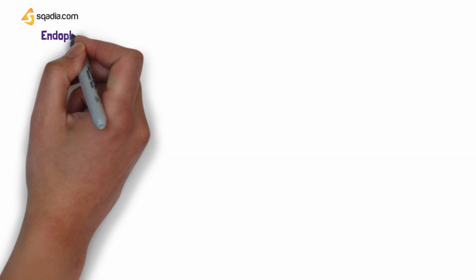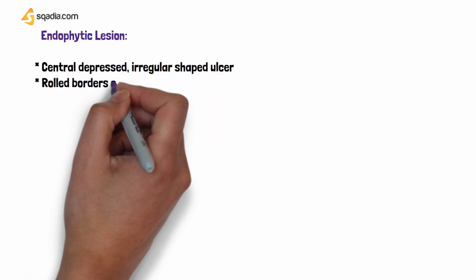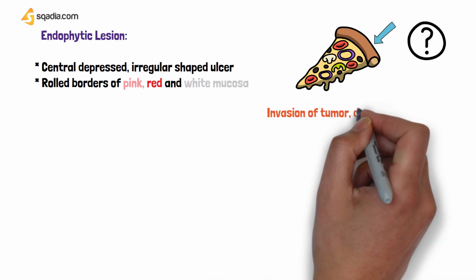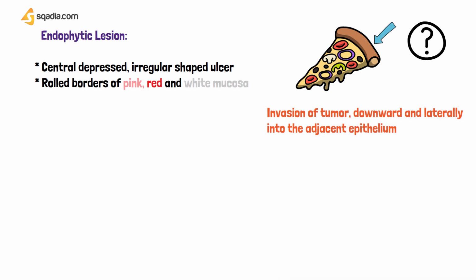Endophytic lesion. Endo means inside. So, this is a centrally depressed, irregular shaped ulcer which has rolled borders. Just like the pizza slice has rolled borders, we can remember this by this picture. The rolled borders may be pink, red, or white. Now, why does that happen? This occurs because there is invasion of the tumor downward and laterally into the adjacent epithelium.